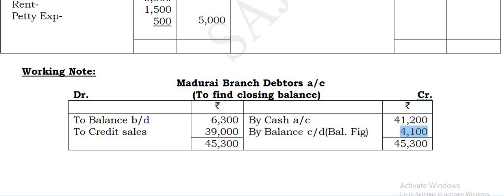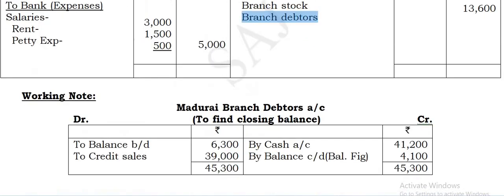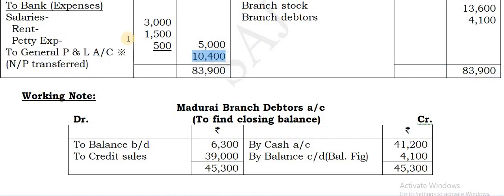And the difference you are getting is 4,100. That is the what amount? Closing debtors value. So the same you can take now here, credit side, branch debtors account. So that amount is 4,100. Now find the totals. So the difference you are getting, that is 10,004.